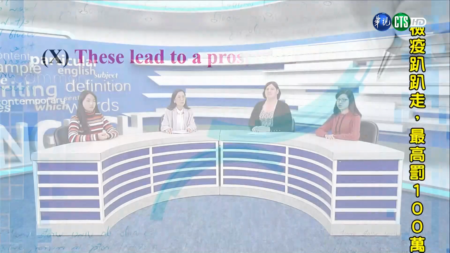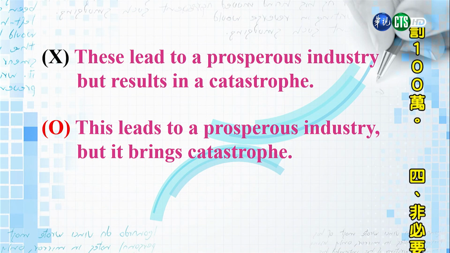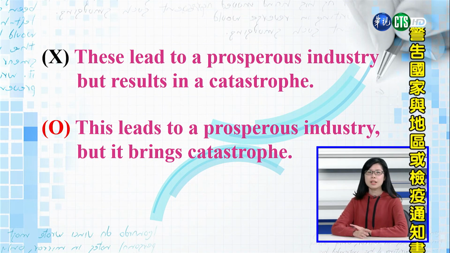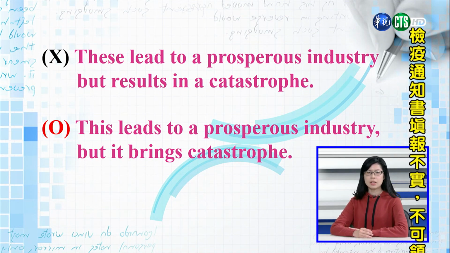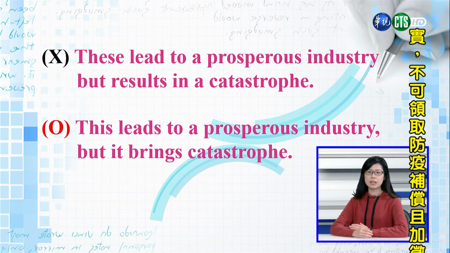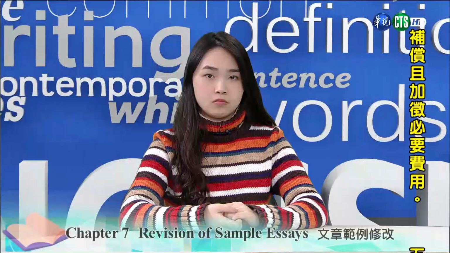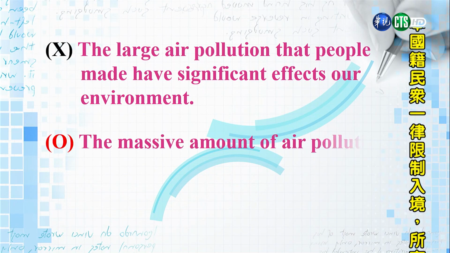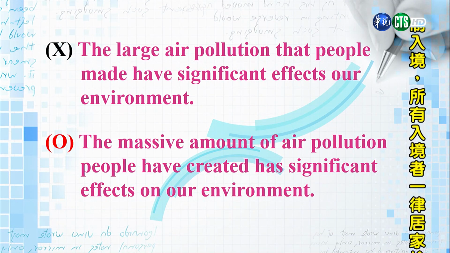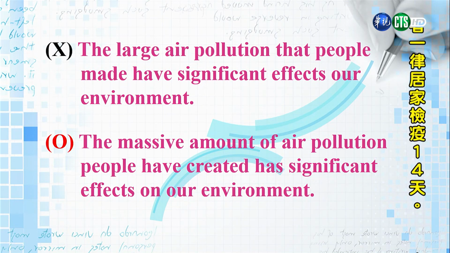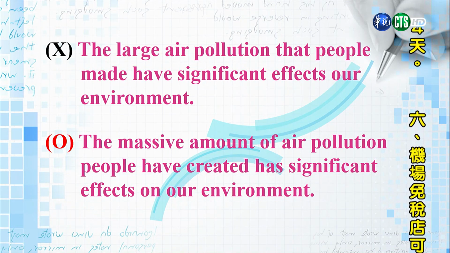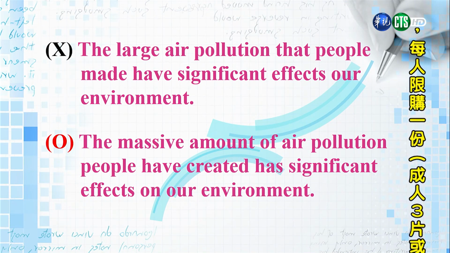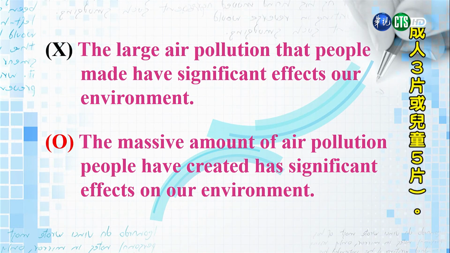Yes, that would make more sense. The next sentence I would change to, this leads to a prosperous industry, but it brings catastrophe. 刚刚老师这么说，听起来就比较完整。下一个句子我会想要把它改成，这个会导致工业的繁荣，但是也带来了灾难。That sounds better too. The last sentence I would want to change to the massive amount of air pollution people have created has significant effect on our environment. 最后一句话，我会想要把它改成制造了大量的空气污染，对于我们的环境有显著的影响。Excellent.